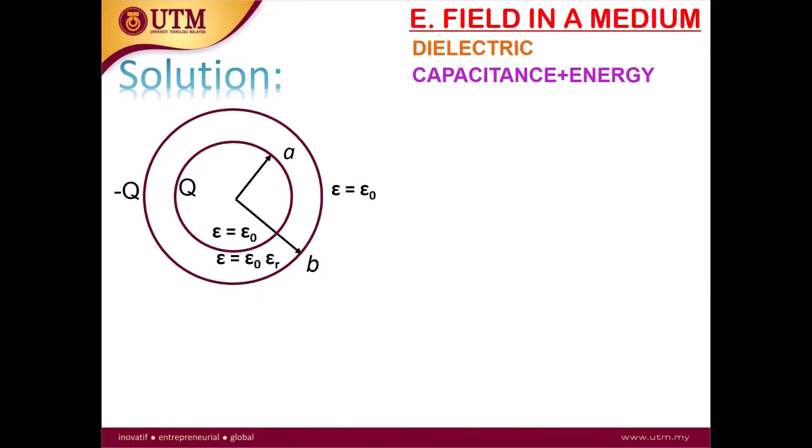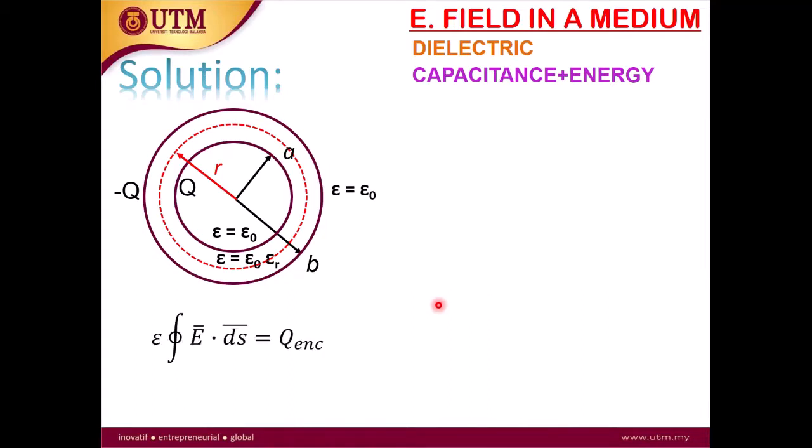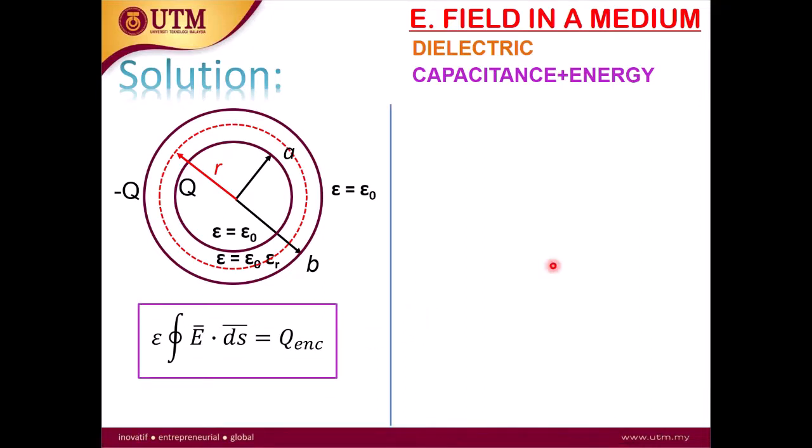Let's go back to our structures. I draw a Gaussian surface inside our dielectric material, and then I can find the E field or D field in that region between A and B, by using the closed integral of epsilon E dot dS equals Q enclosed.